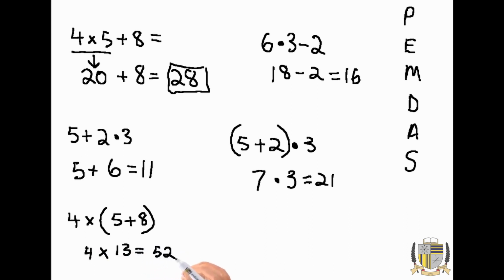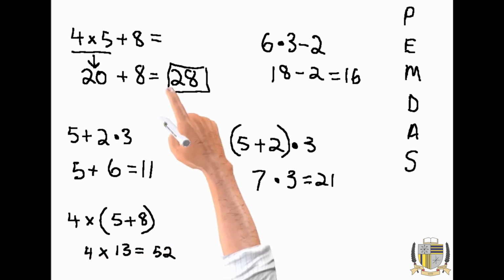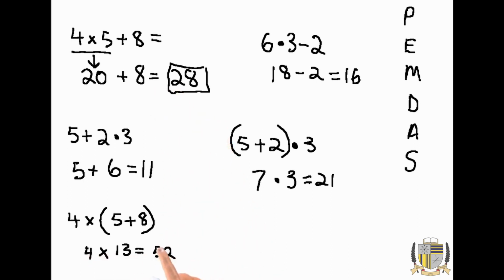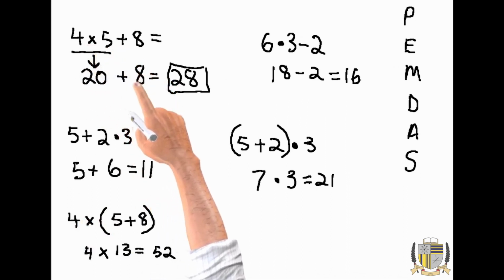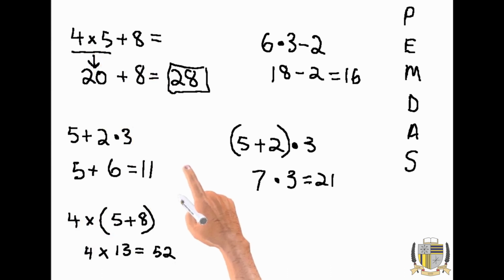52. So as you can see, totally different answer to this. This is 28. This is 52. You see a difference that the parentheses have made. These parentheses are telling us we're going to add first, then we do some multiplication. Over here, since we have no parentheses, we're doing multiplication first and addition after. So be mindful of that.